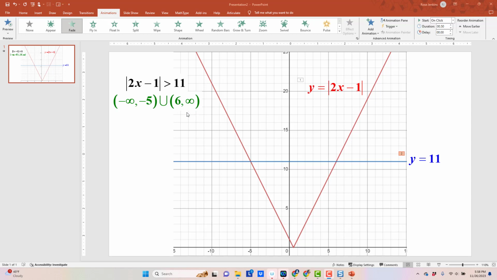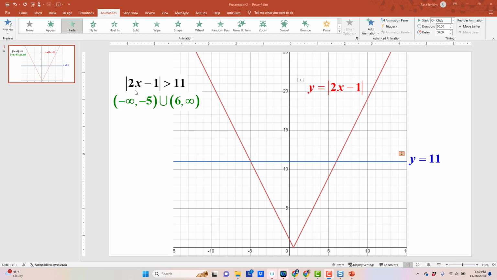But I want to look at how this graph shows us that. So in the graph, you can see what we have here in red is the absolute value of 2x minus 1. It's that function. And what we have here in blue is y equals 11. So notice that where these two functions intersect is at the point x equals -5, and also at x equals 6, okay? So we can see that those things are a part of it.